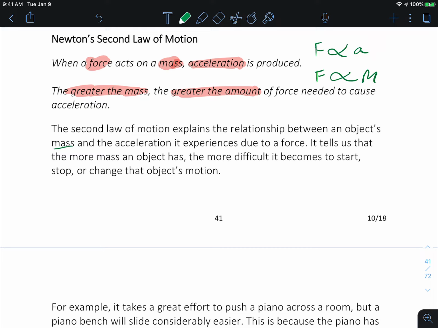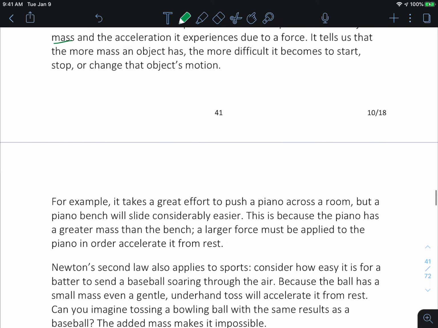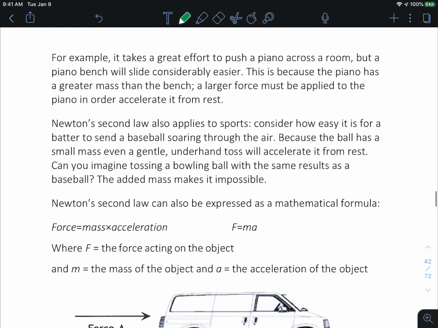It tells us that the more mass an object has, the more difficult it becomes to start, stop, or change the object's motion. For example, it takes a great effort to push a piano across a room, but a piano bench will slide considerably easier. This is because the piano has a greater mass than the bench. A larger force must be applied to the piano in order to accelerate it from rest.